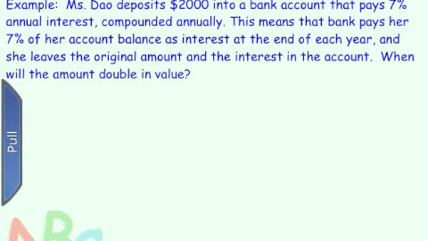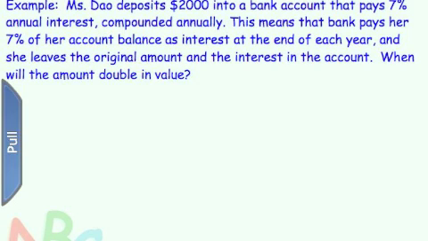Wrap up this lesson. All right. So here's another example. It says Miss Dow deposits $2,000 into a bank account that pays 7% annual interest that is compounded annually. What this means is that the bank will pay her 7% of her account balance as interest at the end of each year. And she leaves the original amount and the interest in the account. What we want to know is when will the amount double in value.